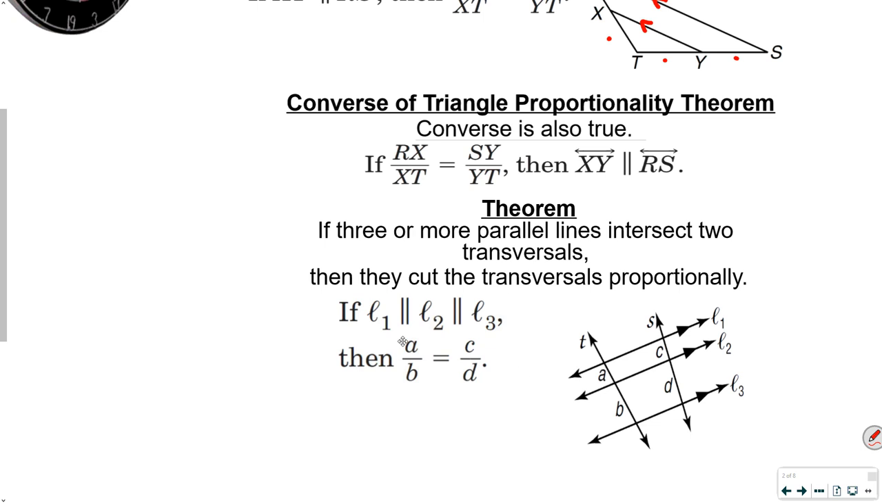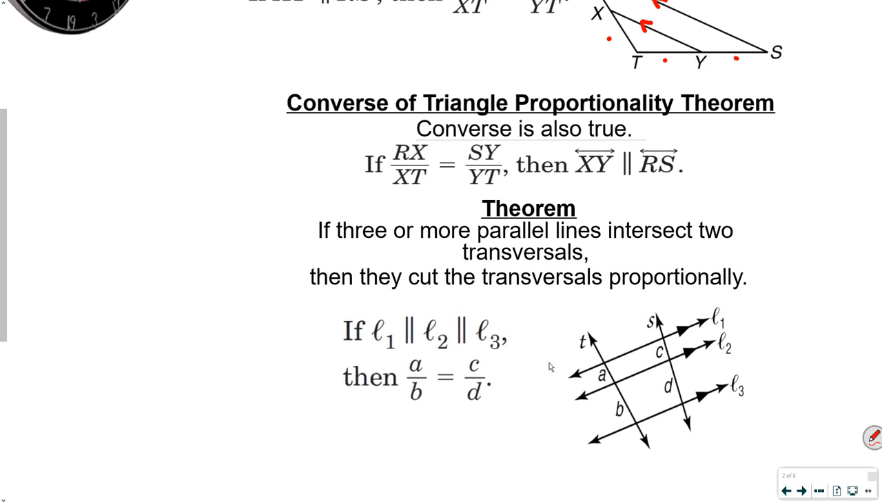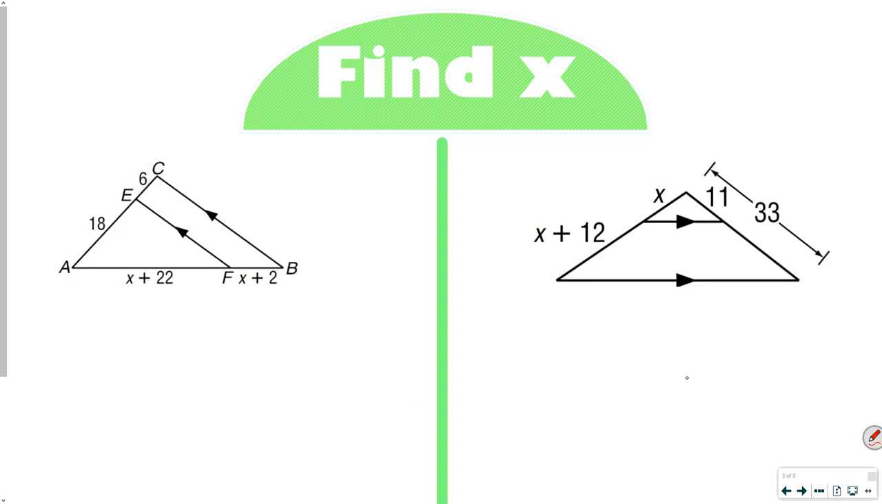If three or more parallel lines intersect two transversals, then they cut those transversals proportionally. Notice we have three parallel lines, not necessarily dealing with a triangle anymore. The parts that it intersects are proportional. So the two parts of line T, A and B, are proportional to the two parts of line S, C and D. Those are three theorems that we'll use. So let's do some examples.